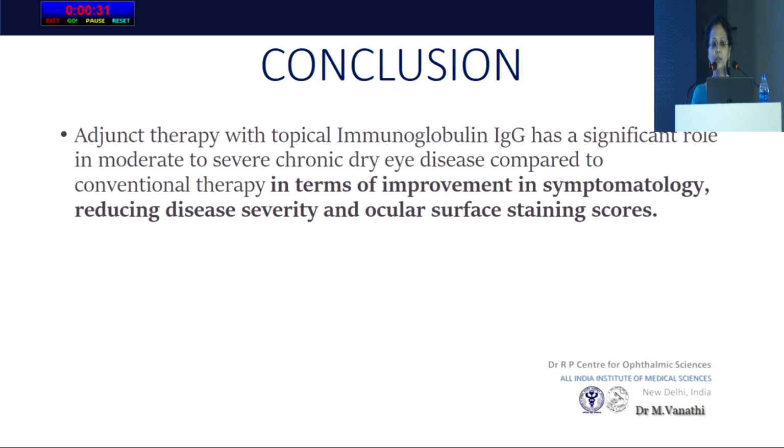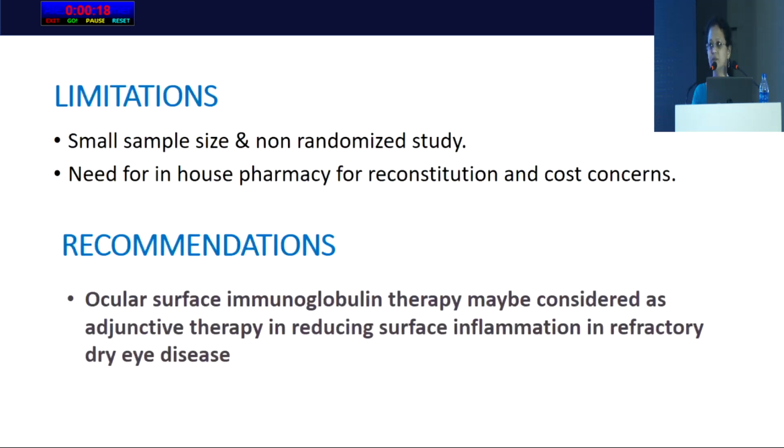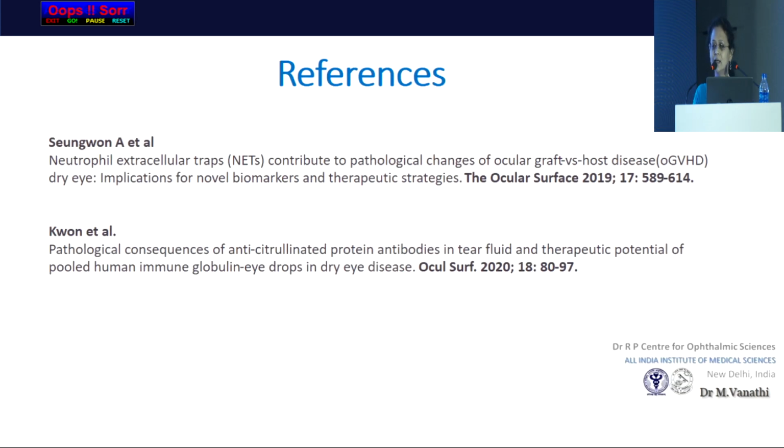Conclusion: adjunct therapy with topical ocular surface immunoglobulin IgG therapy has a significant role in moderate and severe chronic dry eye disease compared to conventional therapy in terms of improvement in symptomatology and reducing disease severity and ocular surface staining scores here. Limitation: a larger sample size would perhaps further enhance our result accuracies, and again a randomized study would probably also give us a better understanding here. Recommendation is that ocular surface immunoglobulin therapy can be considered as an adjunct therapy to reduce chronic refractory inflammation in dry eye disease cases. These are my references.